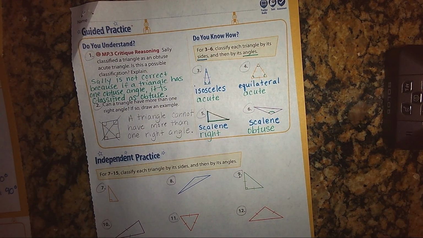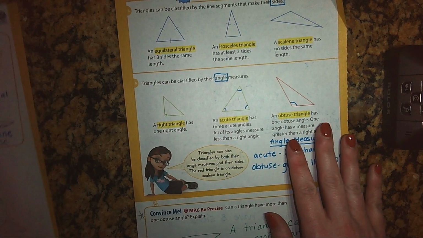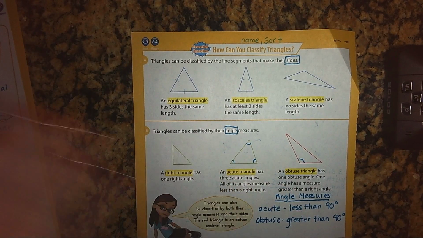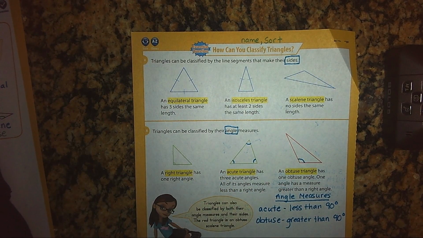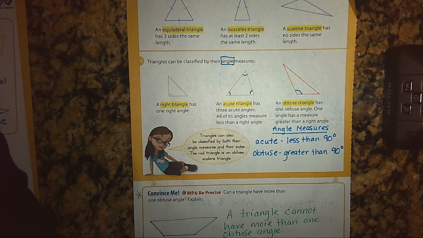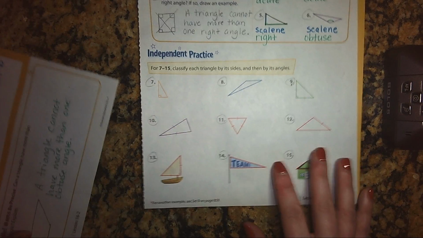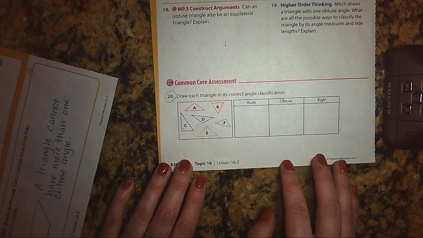I know this might be a lot for today because we haven't really talked about angles too much this year, but as long as you are looking at this paper to help you, then you should feel a little bit more comfortable in completing the independent practice when you're looking at this paper. So you can go ahead and complete number 7 through 15 and number 20 on the back.